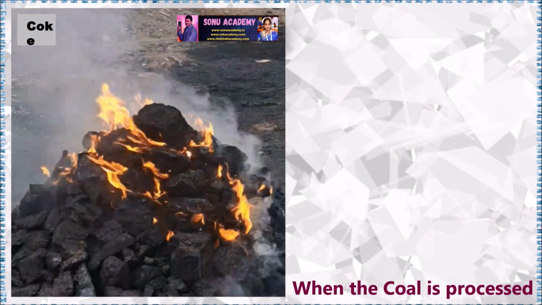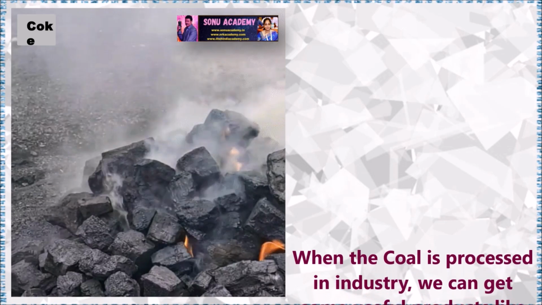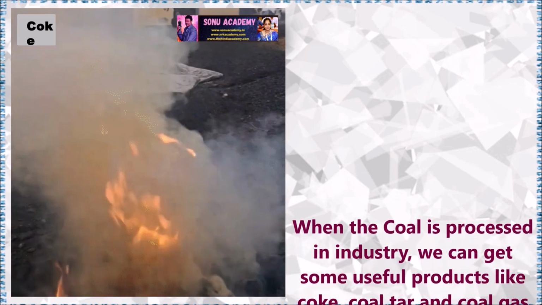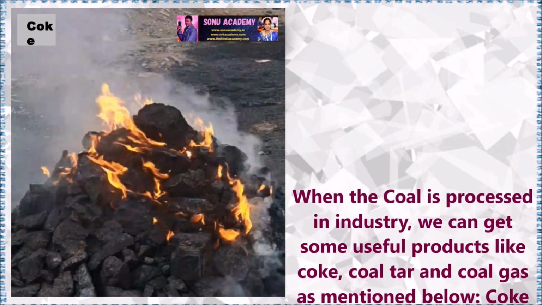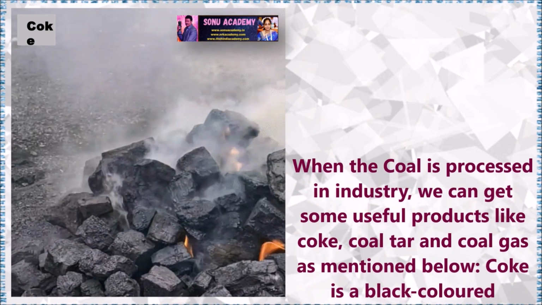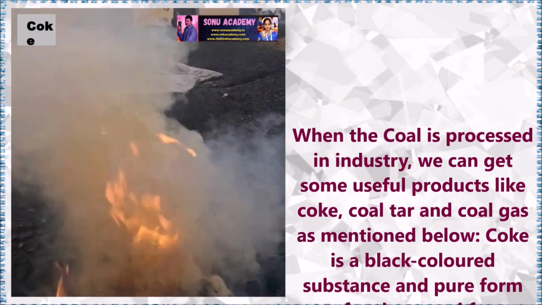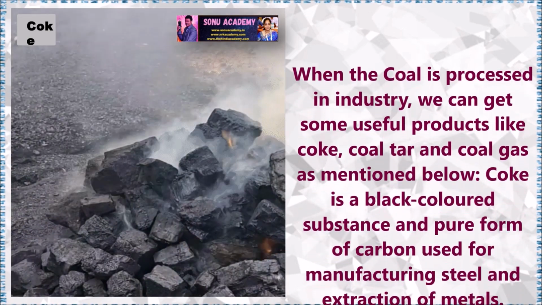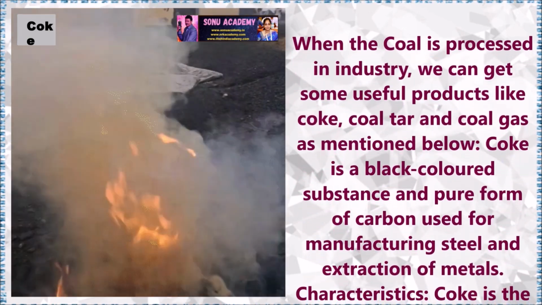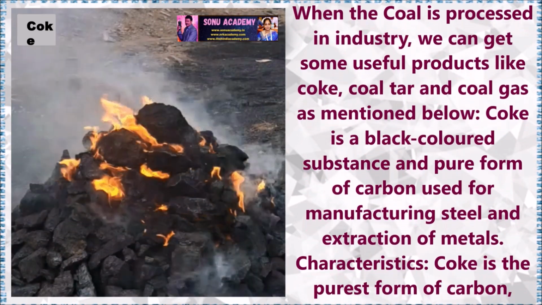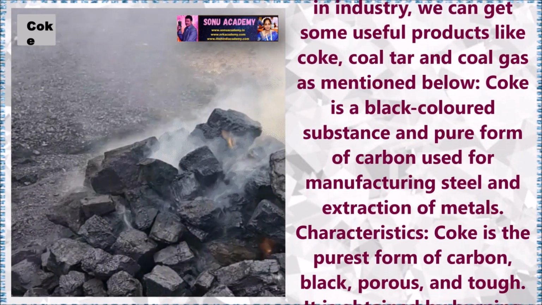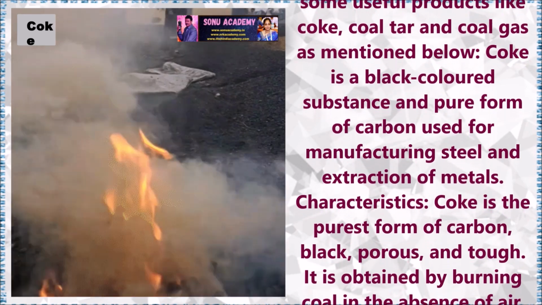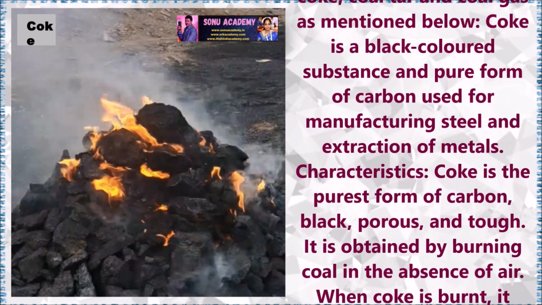Children, let us discuss the byproducts of coal. When coal is processed in the industry, we can get some useful products like coke, coal tar and coal gas, as mentioned below. Let us discuss what is coke. Coke is a black colored substance and a pure form of carbon used for manufacturing steel and extraction of material. Characteristics of coke: it is the purest form of carbon, black, porous and tough.